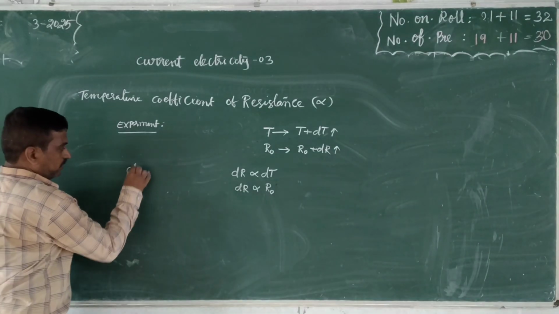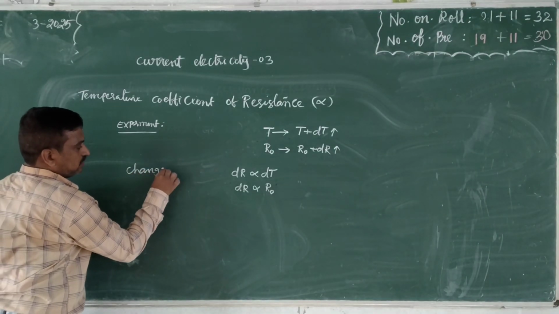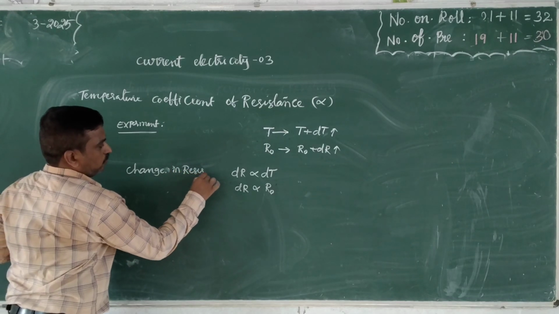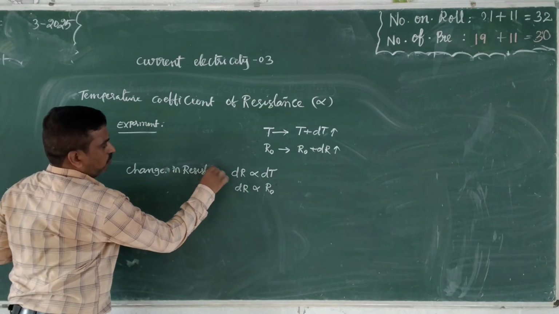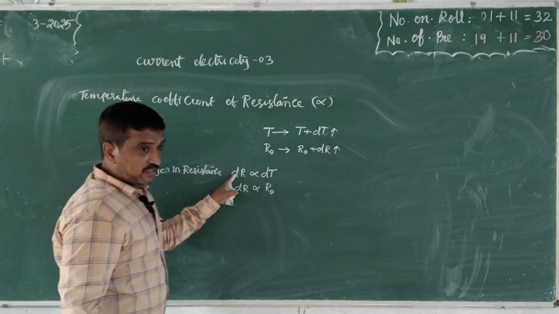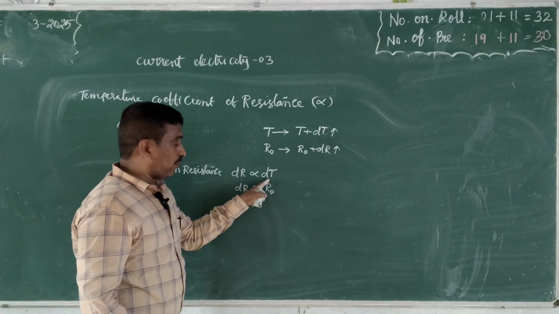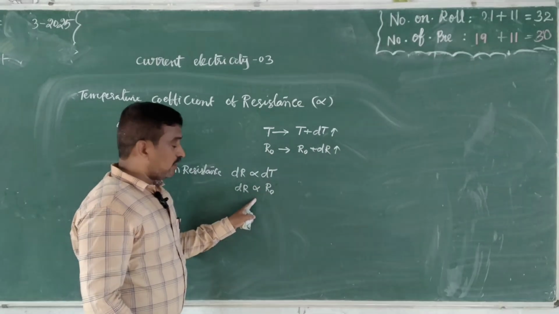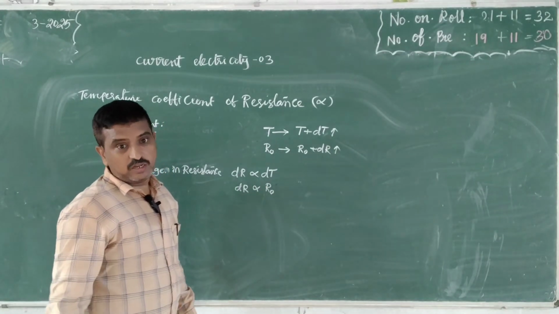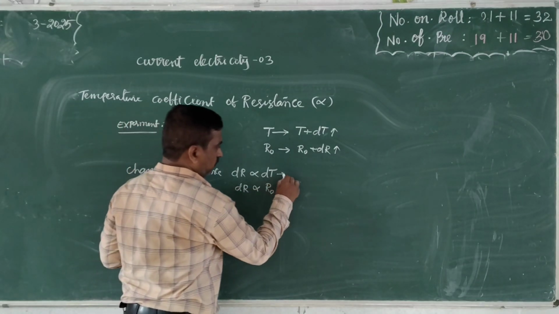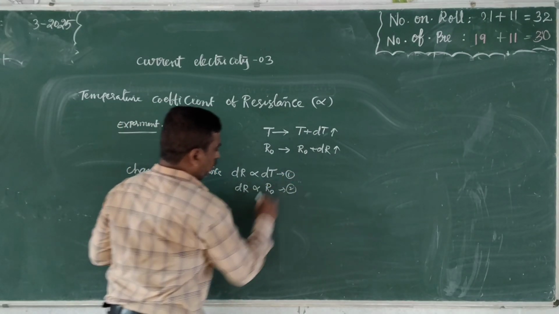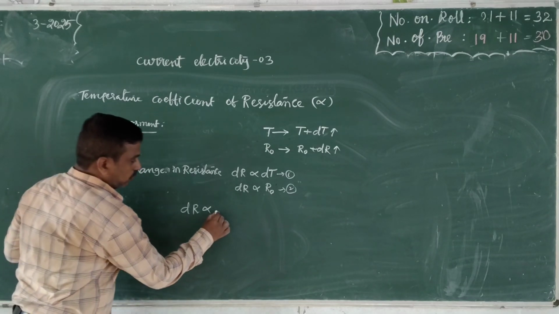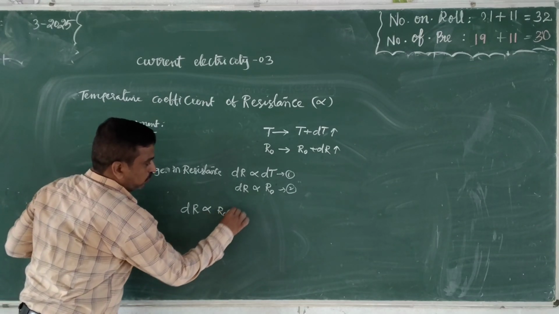I write here better: change in resistance. We can write dR, change in resistance, is directly proportional to change in temperature. Change in resistance is directly proportional to initial resistance. These two, we can take one and two. What can we write now? dR is proportional to R naught into dT.